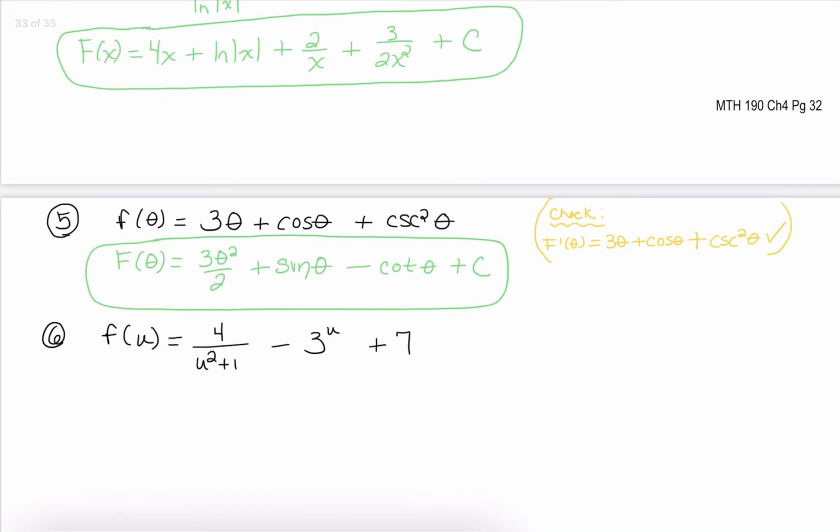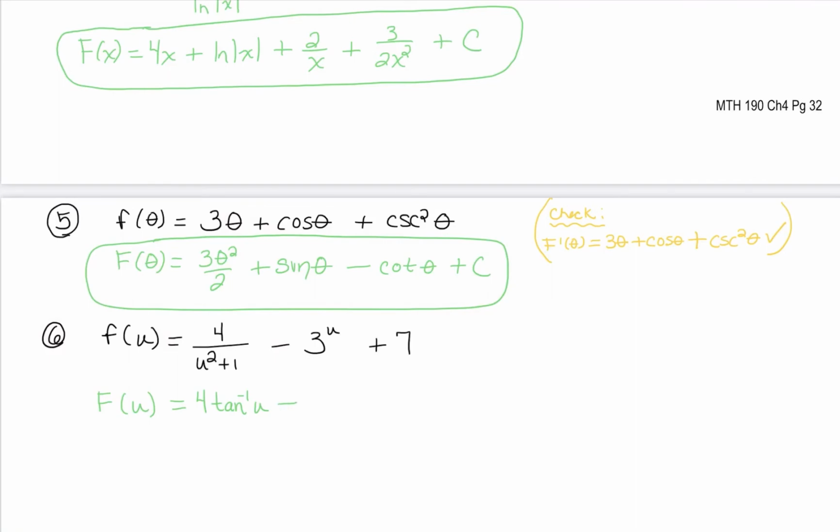All right, so the first term might be a little bit concerning because it's like this quotient, but hopefully this is one. Go back and look at your list if you're not sure. That's one that we learned the derivative of. 4 gets carried along as a constant multiple, but we learned that the derivative of tan inverse or arctan of u is 1 over u squared plus 1. So this is the antiderivative.